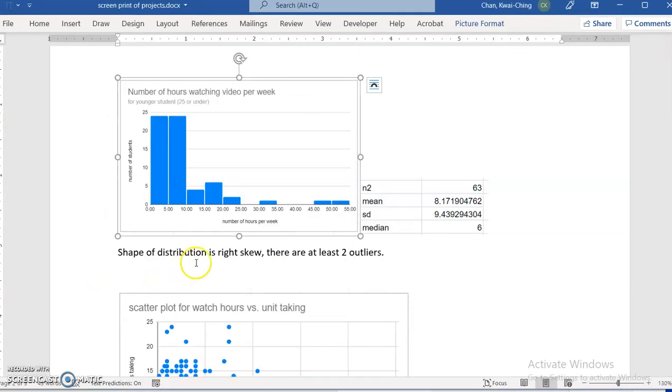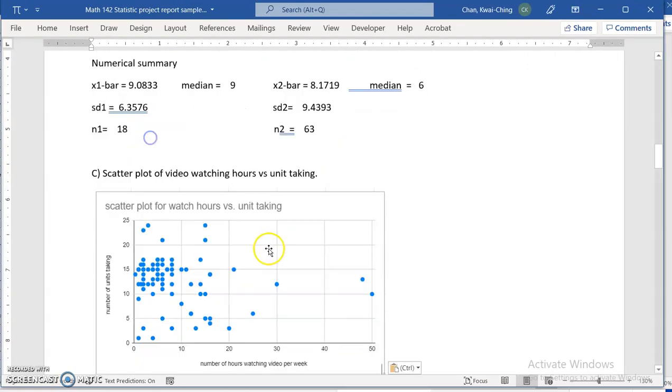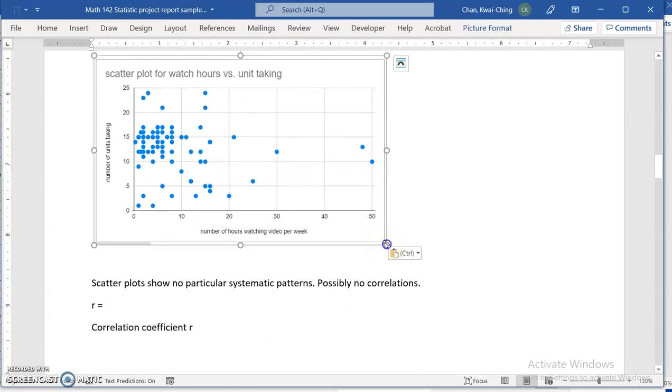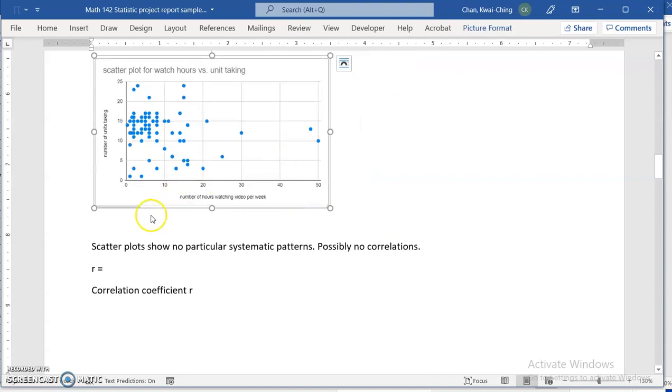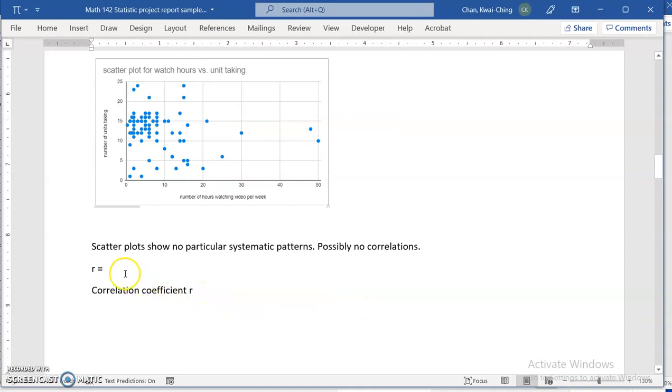And the third part would be to copy out the scatter plot here. If you choose to do 2 scatter plots per population, you can do that too. So I have one, so I'll just put one here, and then I would write down R. Just let go. There's no particular systematic pattern, probably no correlation. So we can actually confirm it by negative 0.1816. And N is equal to 81 pairs of data.